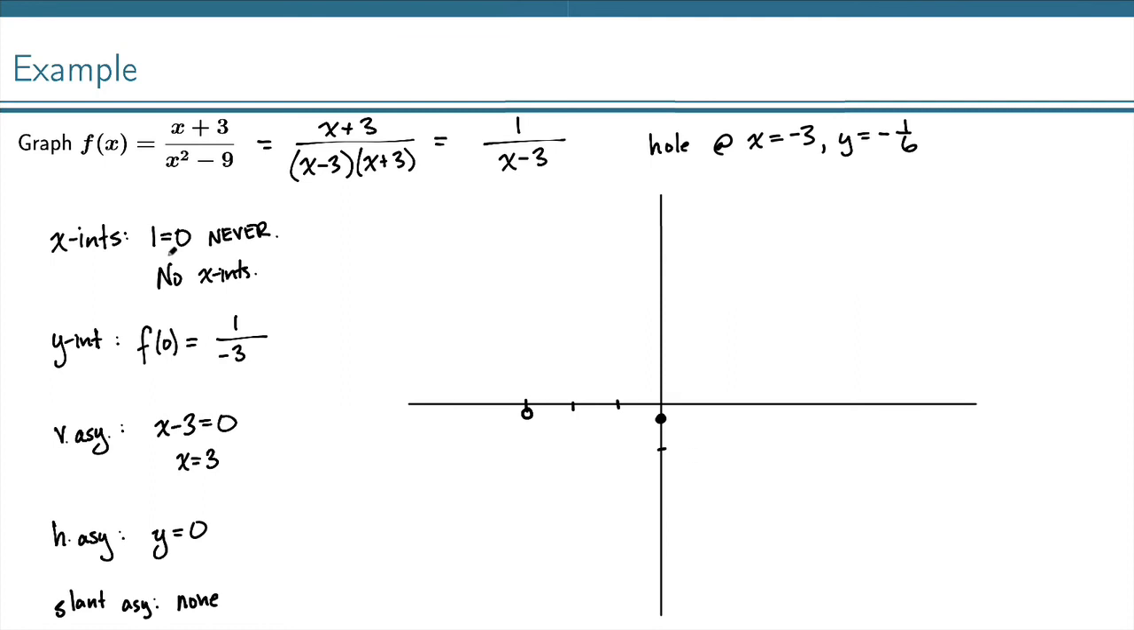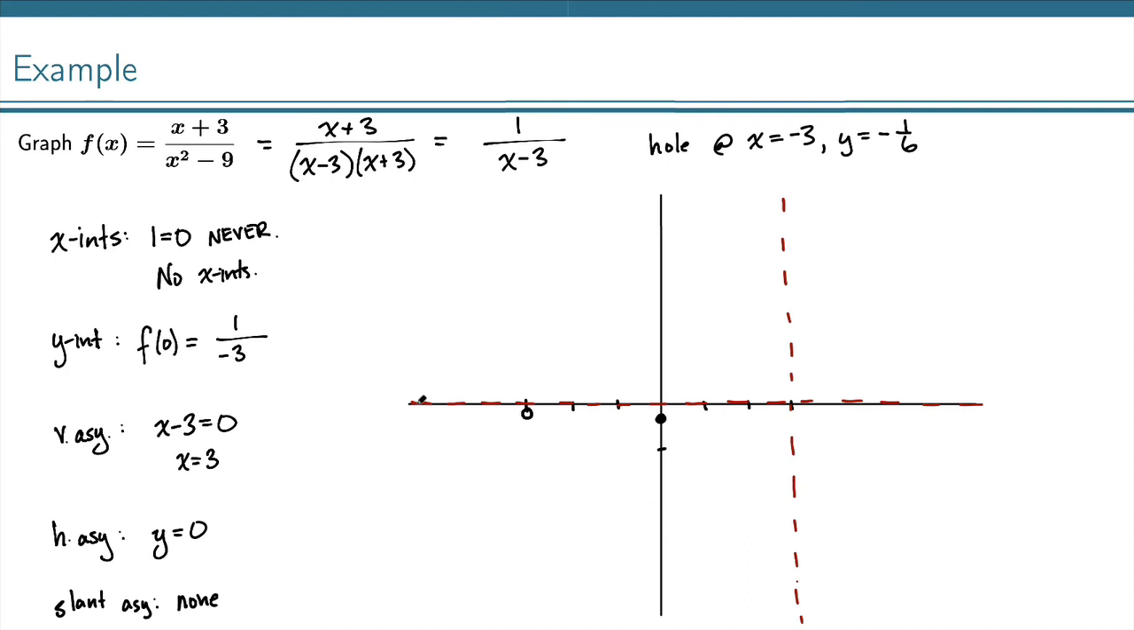We don't have any x-intercepts. We have a vertical asymptote at x equals 3, so we go over to 1, 2, and 3, and we will plot that asymptote. And then we have a horizontal asymptote of y equals 0. That's here on the axis. And now we are ready to start drawing.